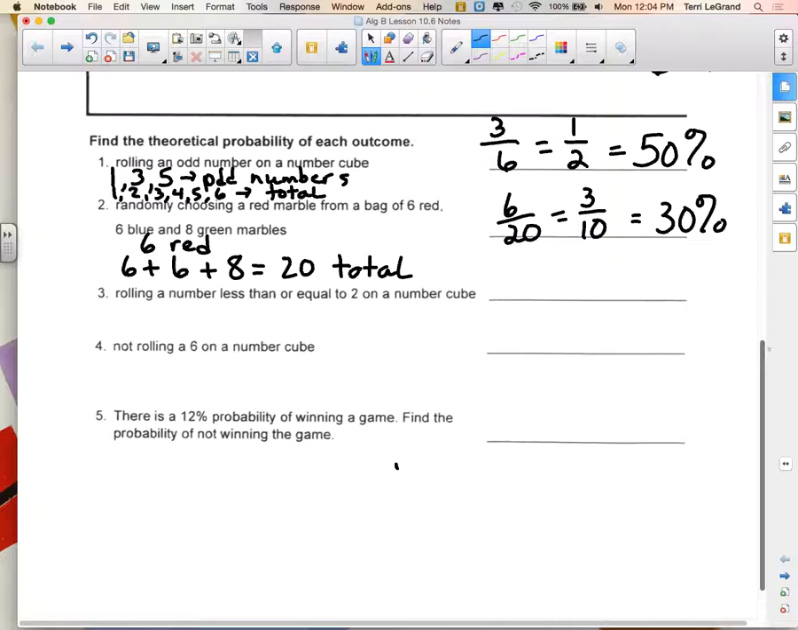Okay, you try number 3 on your own. What kind of work you should show, what the fraction would be, if the fraction can be simplified, and then what would that be as a percentage? So show how you would do number 3 on a homework assignment.